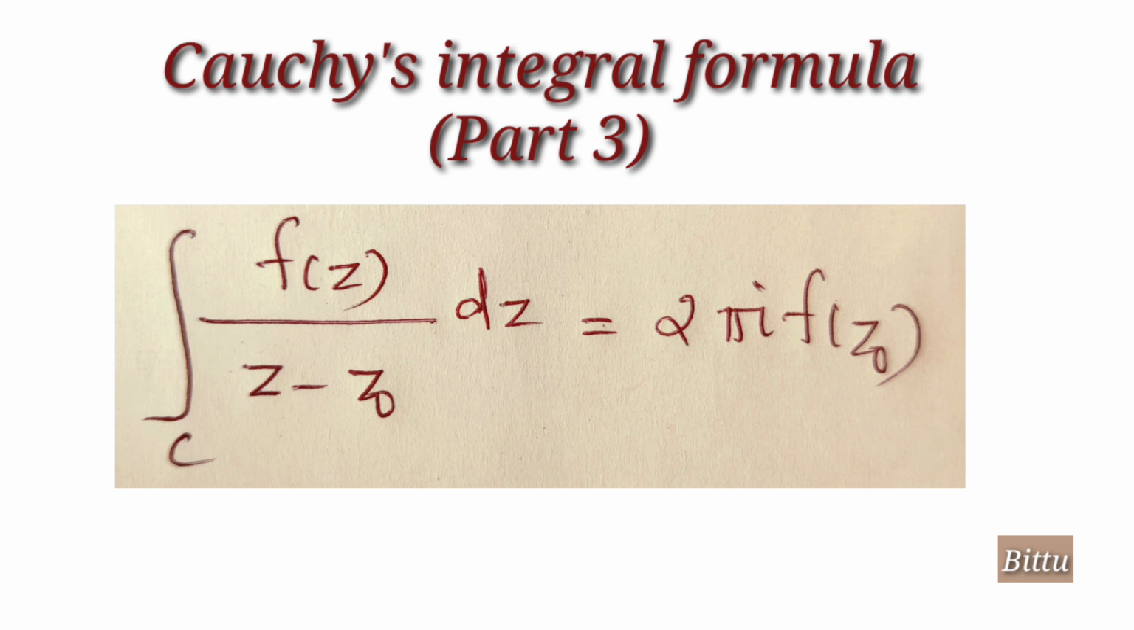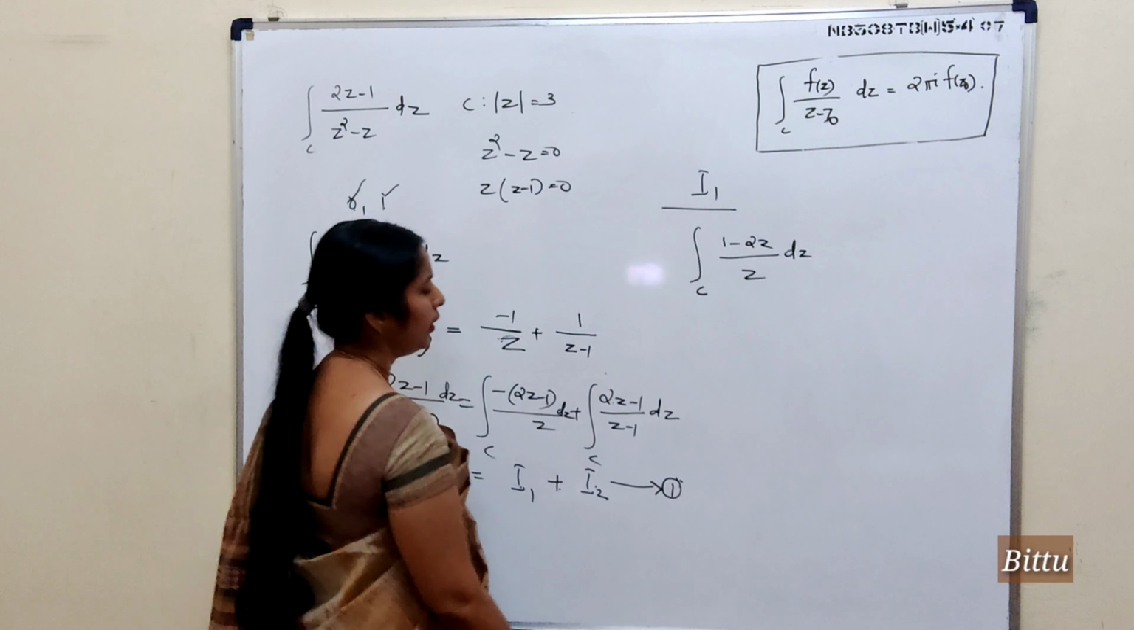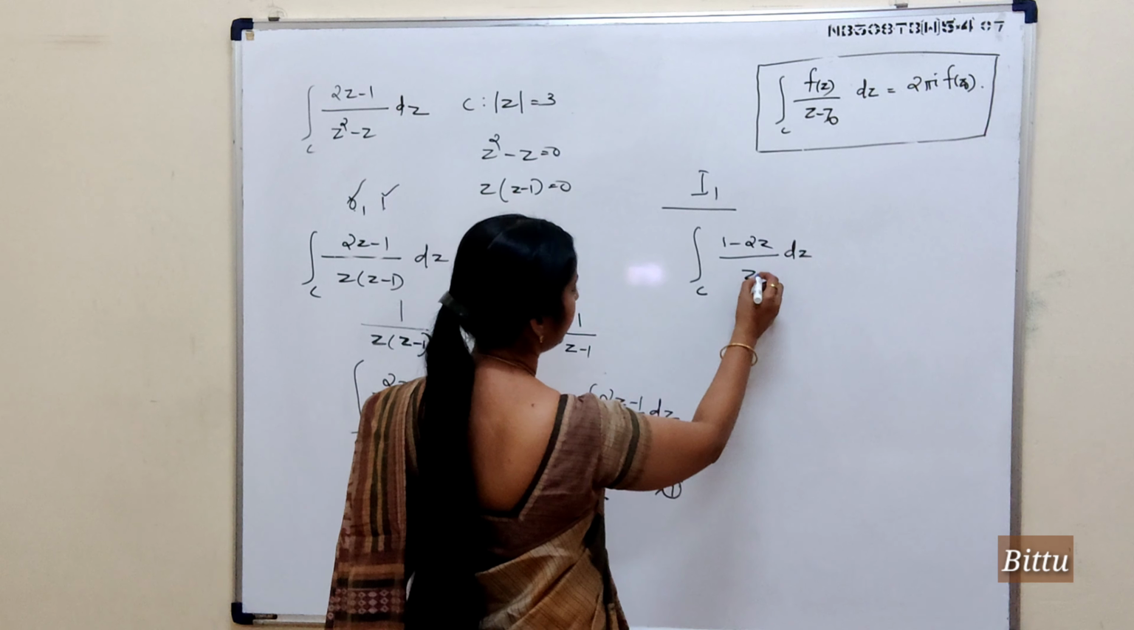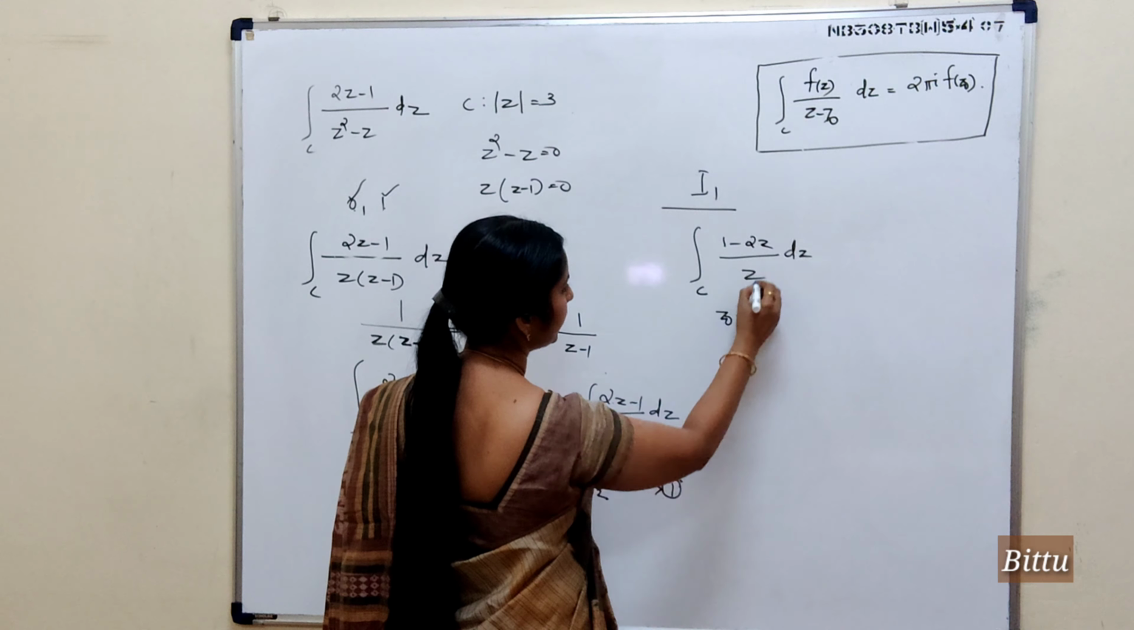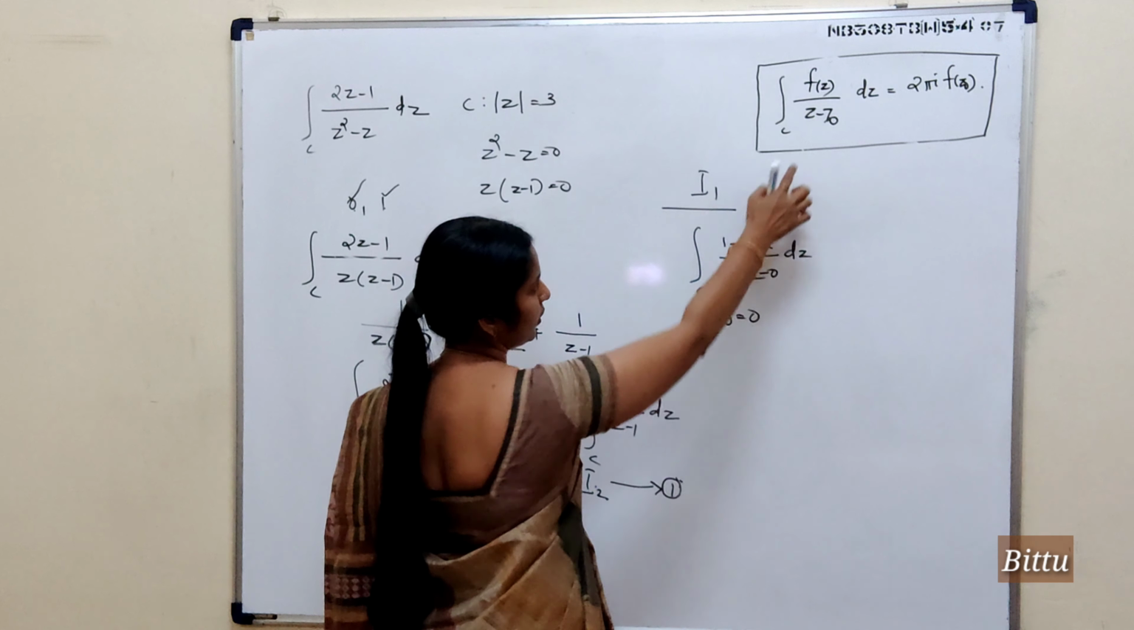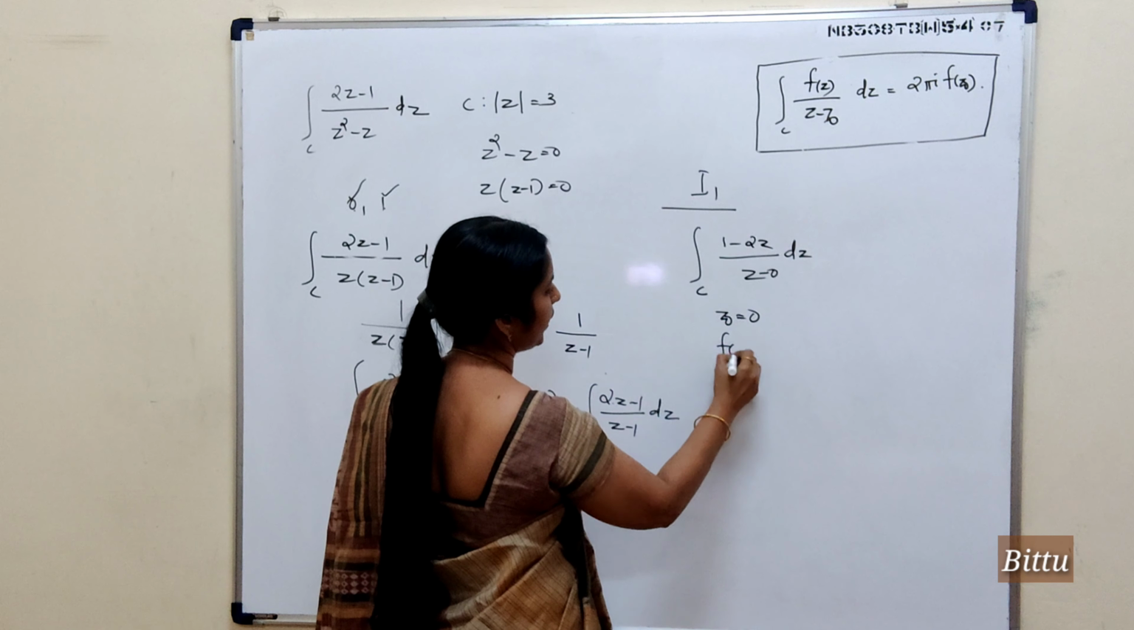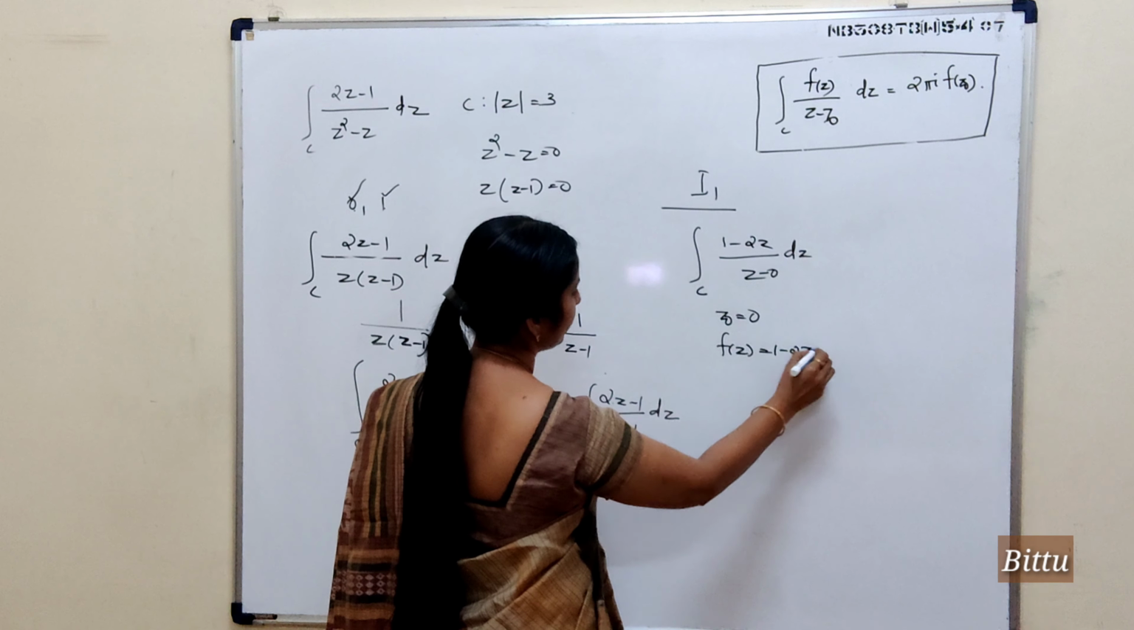Here you have to evaluate both I1 and I2. So for evaluating I1, consider I1, which is the integral over C. You take the negative inside, so you can see it is 1 minus 2z. Here you have to choose z naught as 0. It is like z minus z naught, and f(z) is 1 minus 2z.